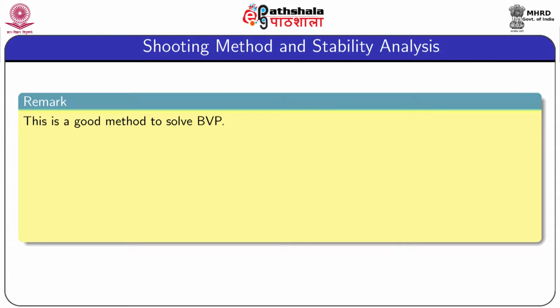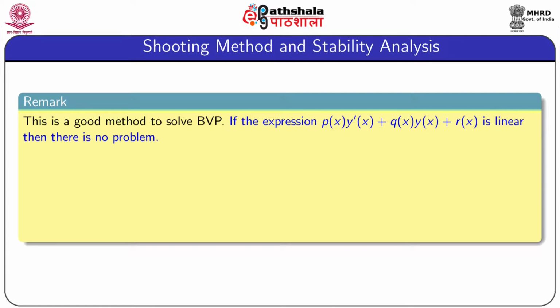The shooting method is a very good method to solve boundary value problems because it is free from the generation of a system of linear equations. But if the expression p(x) y'(x) + q(x) y(x) + r(x) is linear, then there is no problem. That means the problem is very simple.